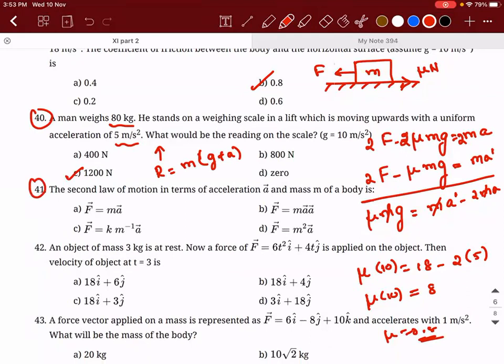41. The second law of motion in terms of acceleration and mass of the body, F vector is equal to mass into acceleration. Very simple question.